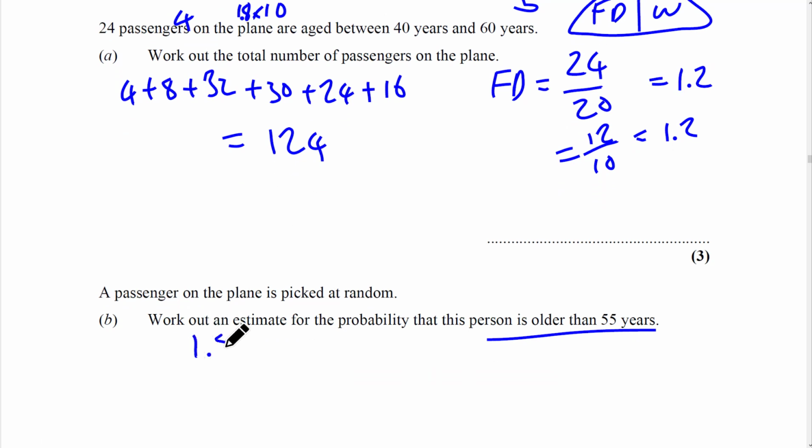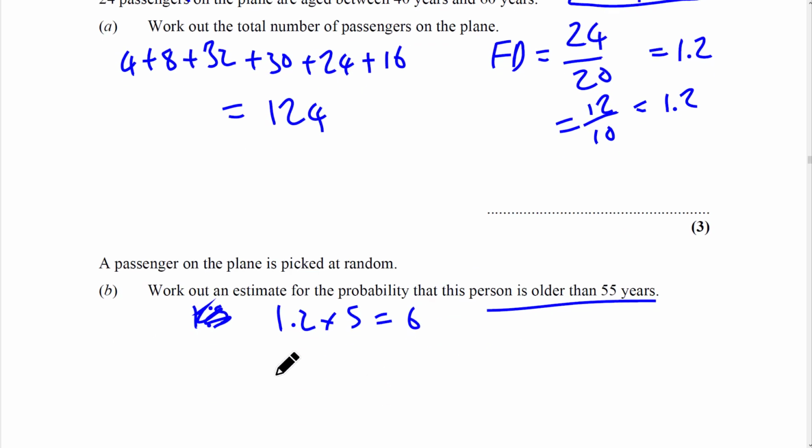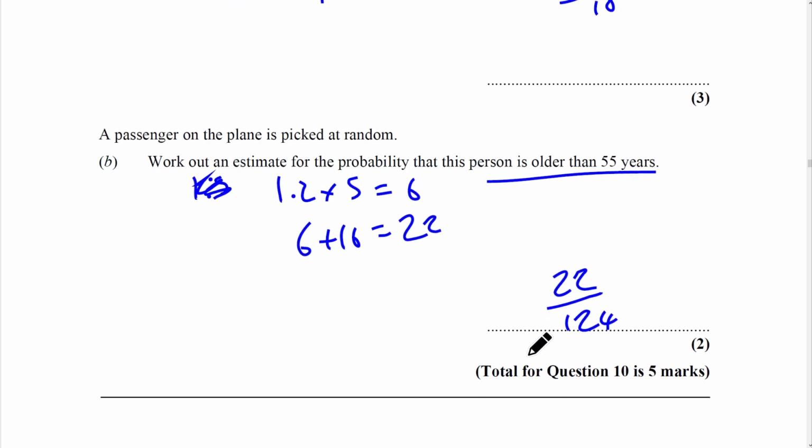So 1.2 times 5 equals 6. Add the 16 people. 6 add 16 equals 22. And how many people on the plane? 124. That is a doable histogram question.